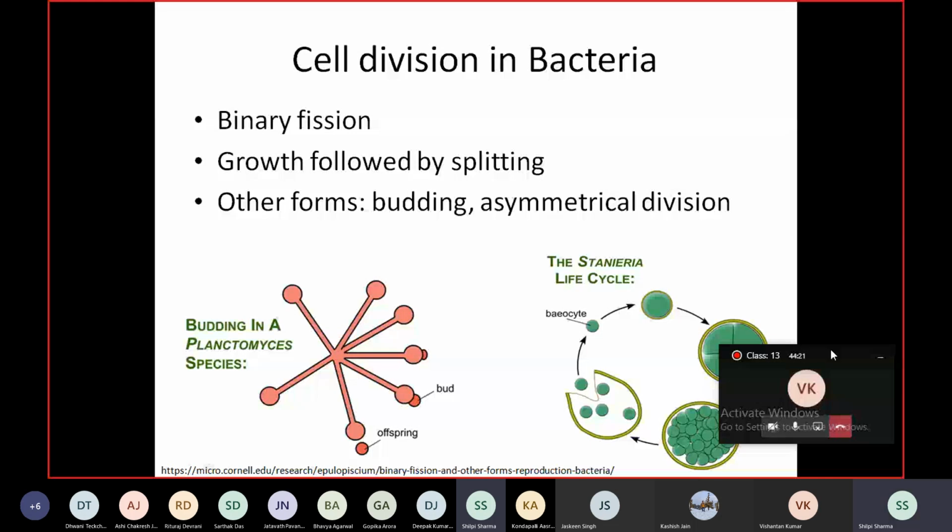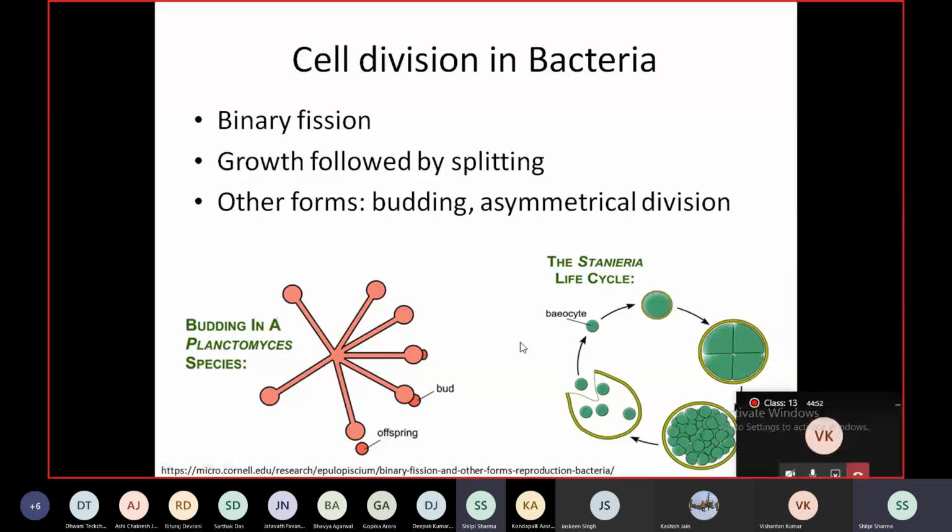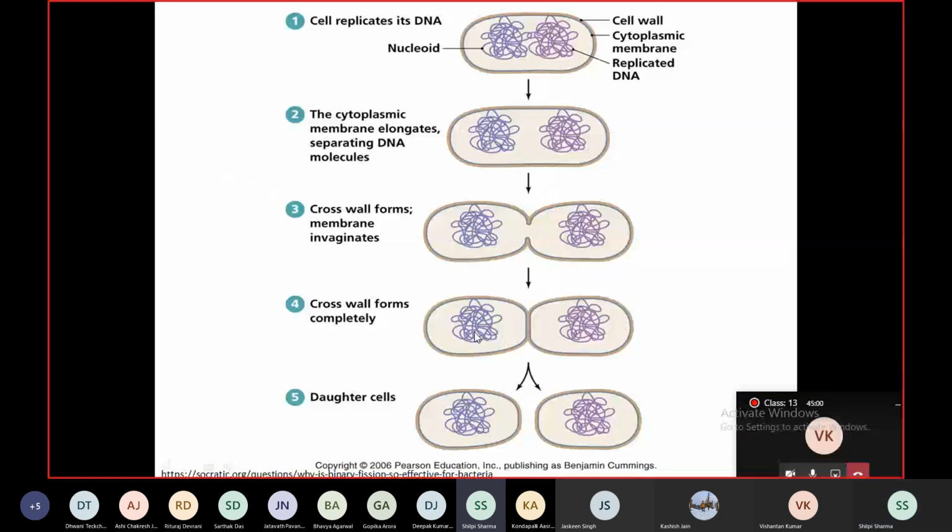Now, other than binary fission, a few bacteria undergo some unusual patterns of cell division. For example, some undergo multiple divisions to form multiple cells which are released. Earlier they are in a sac and then they are released, something similar to what you probably saw in the fungi and the protista, while others divide by budding. In some cases, you will also observe asymmetrical divisions that I have not depicted here. But we'll restrict ourselves to how cells divide by binary fission.